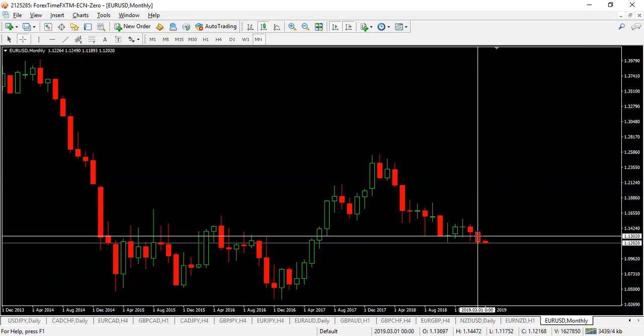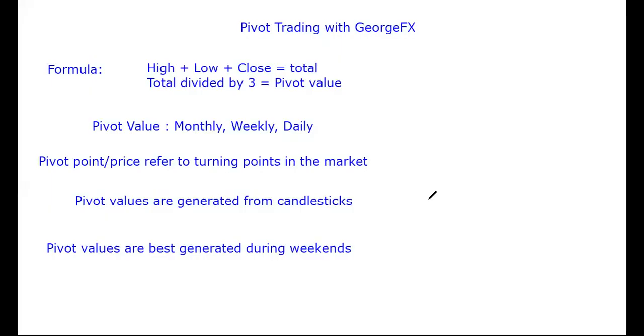I'm taking those values. If you cannot see it through your screen, I'm going to put the values on the whiteboard so that whenever you refer back to the video, you can cross-check. Now you're looking at the pivot for Euro USD. Can we now say the monthly pivot is equal to, that's the previous.